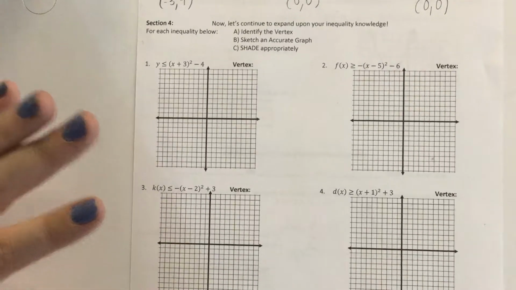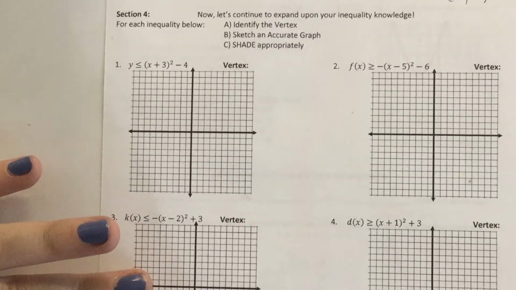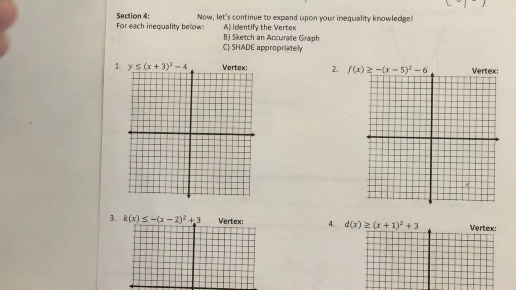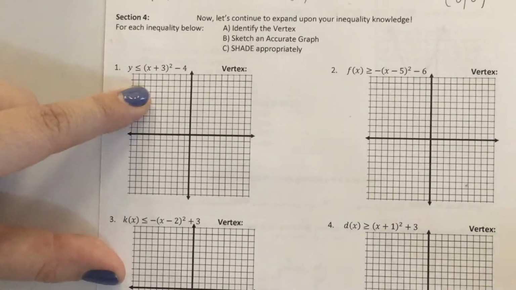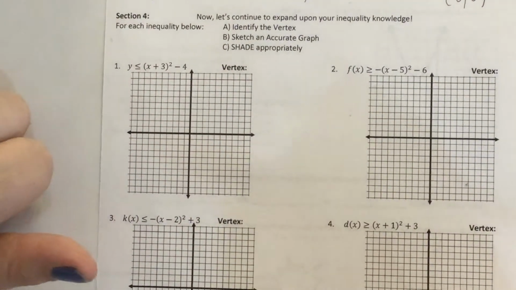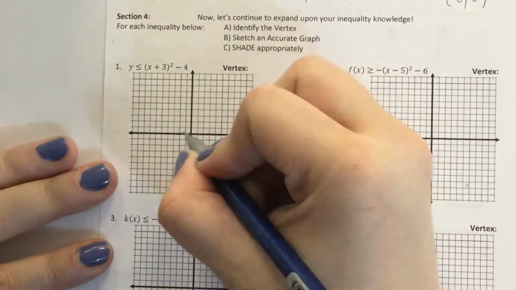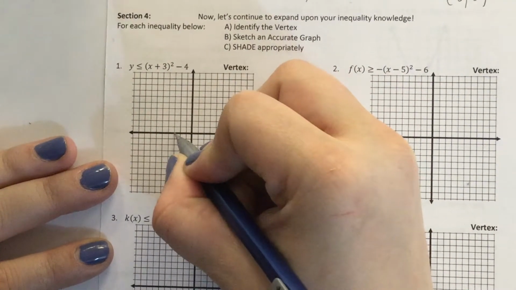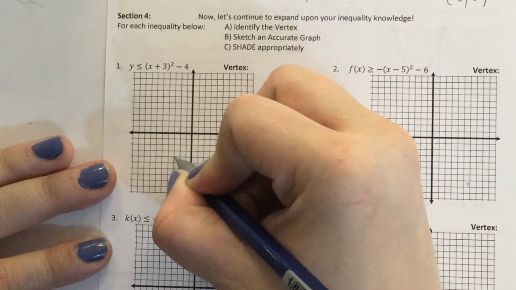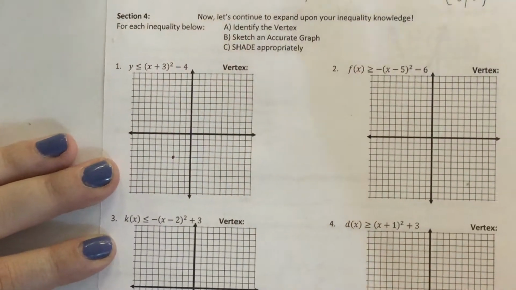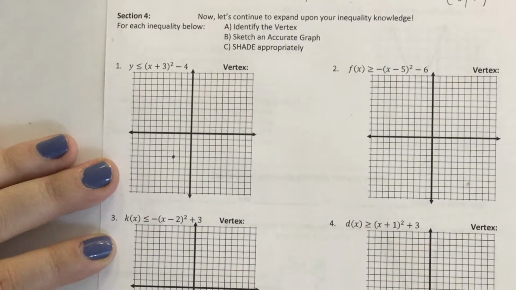Now let's continue to expand upon your inequality knowledge. All right, look at this, these are already in vertex form, that's so nice. What's the vertex of this guy? Negative 3 and negative 4. Negative 3, negative 4. So we go 1, 2, 3, 1, 2, 3, 4. Okay.